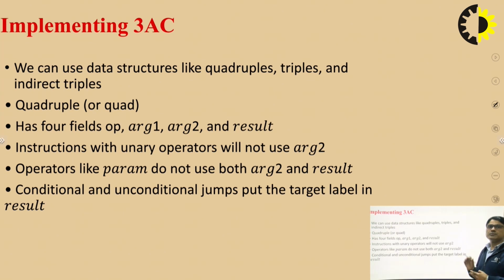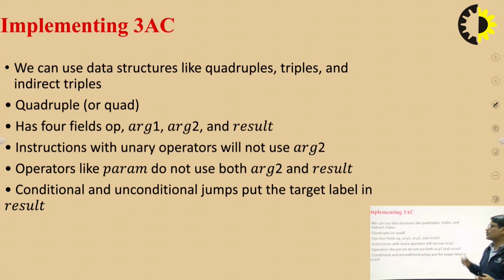Then those particular codes will be converted for the implementation part, which is called quadruples, triples and indirect triples. So we can use data structures like quadruples, triples and indirect triples. These are representations where we can easily identify the different arguments and their calculations, and the calculation again if needed, then we will use such kinds of things.